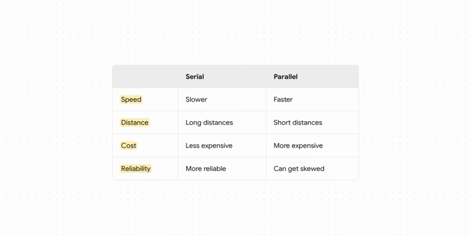So you're probably thinking, the superhighway is always better, right? More lanes, faster speeds, what's not to love? Well, not necessarily. As you can see from this chart, there are trade-offs. Sure, parallel is faster, but it's also more expensive because it needs more wires. And it only really works well over short distances before the data starts getting out of sync or skewed. Serial, on the other hand, might be a bit slower, but it's way more reliable over long distances.